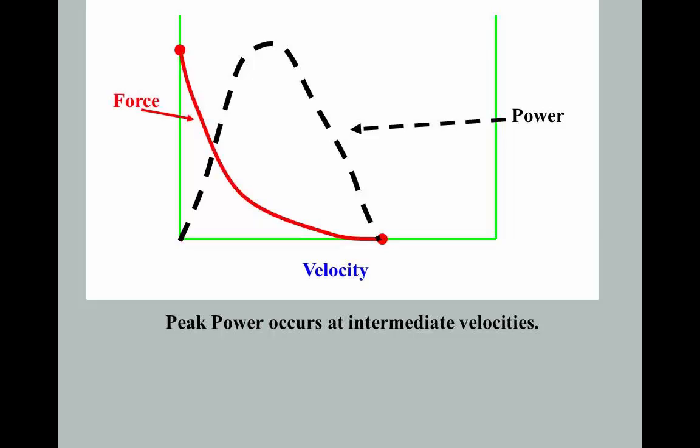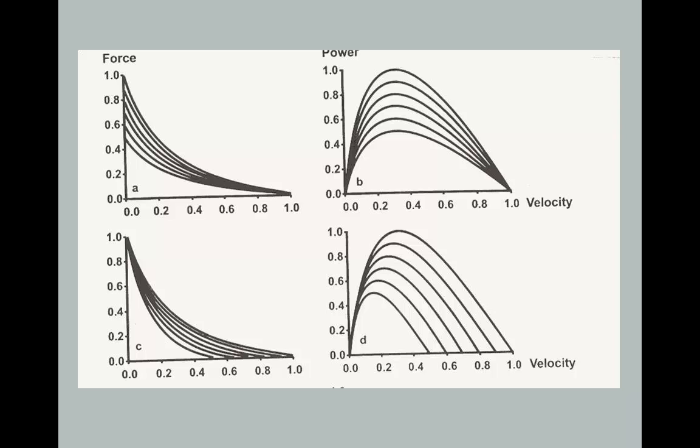So here we have the force-velocity relationship, velocity on the x-axis, force on the y. As velocity increases, force decreases. This is a concentric contraction. And if we want to measure the power, it's force times velocity, and that becomes the dashed line, right? So at mid velocities, your power will peak, okay? So then that begs the question, how do you increase power? And we'll talk about different ways to increase power in the next slide.